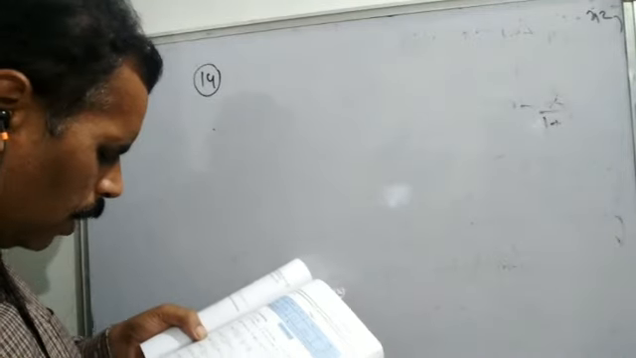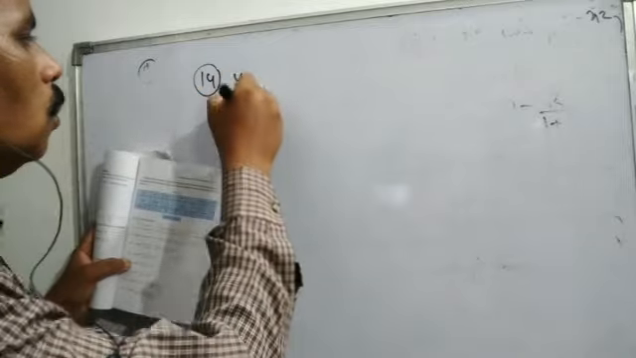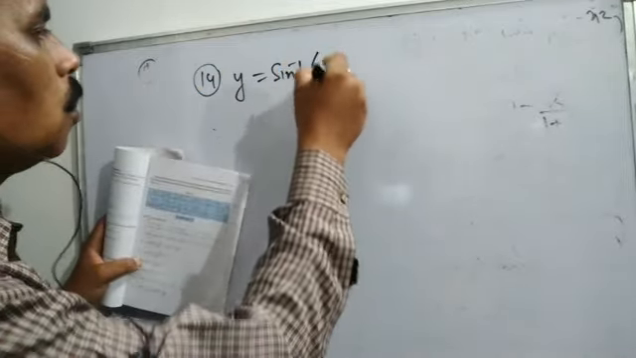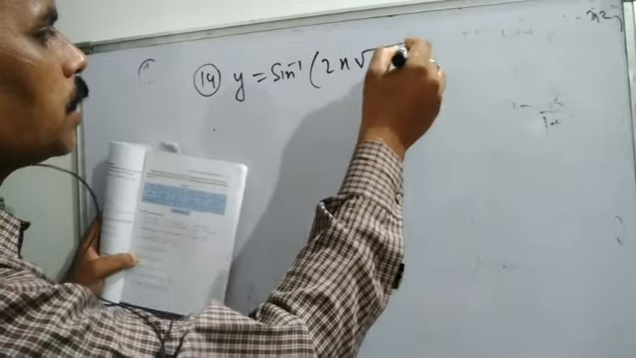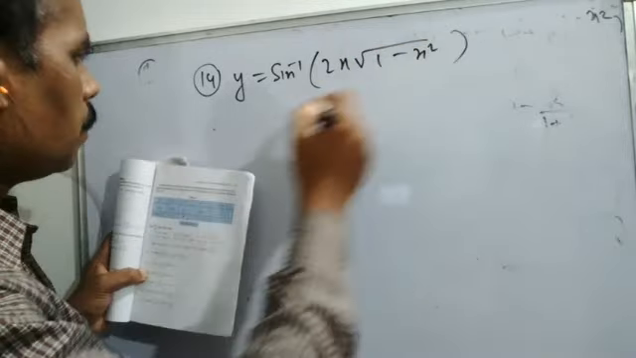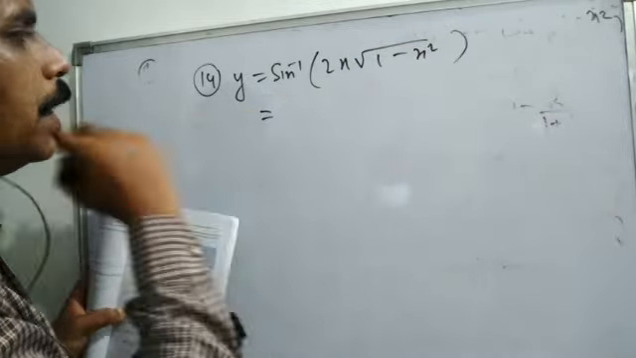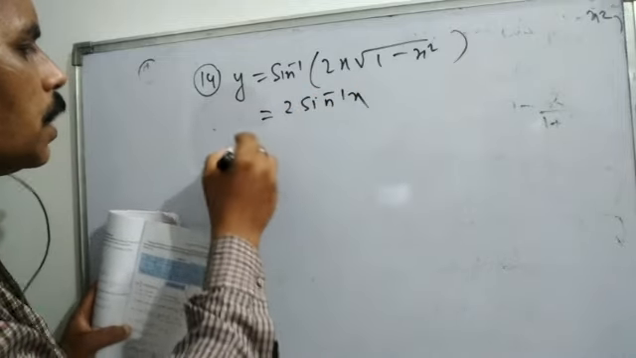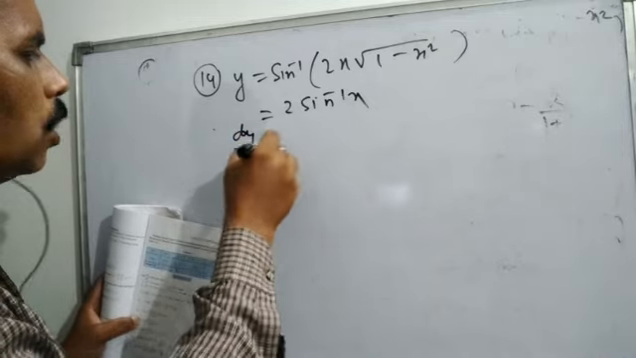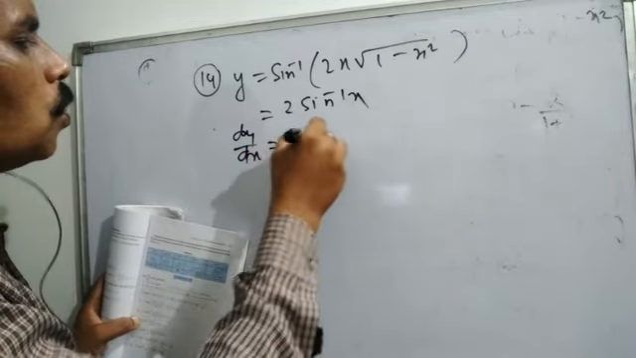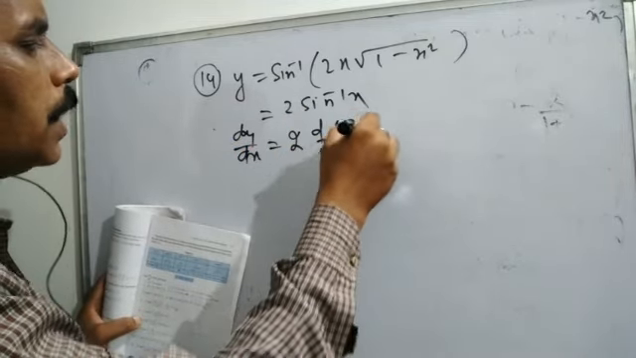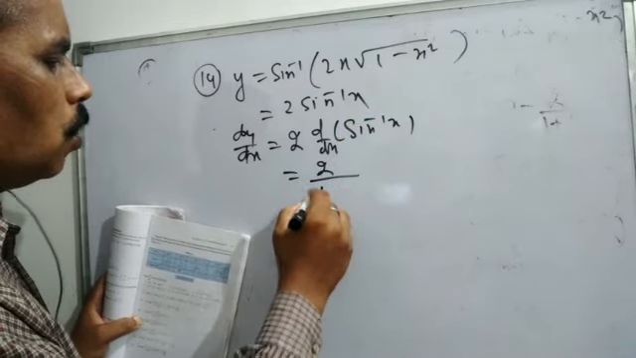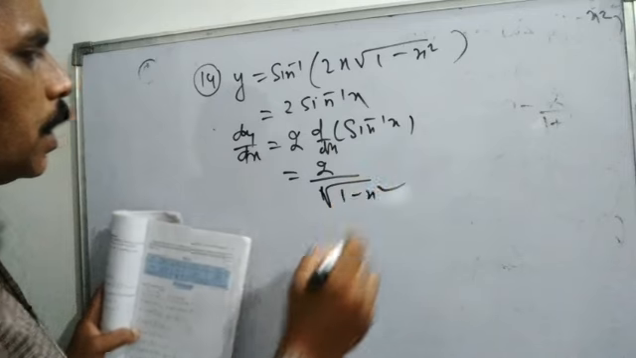Now question number 14. y is equal to sin inverse 2x root over 1 minus x square. In this place we can easily put the formula as 2 sin inverse x. So dy by dx is equal to 2 times the derivative of sin inverse x, which will be 2 by root over 1 minus x square.